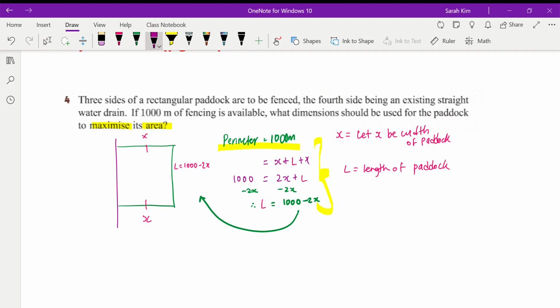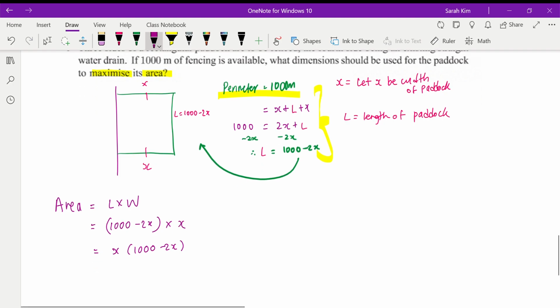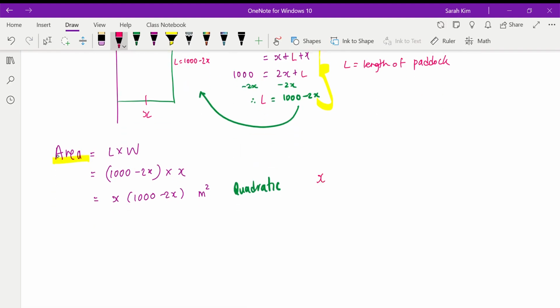So now I can't find the x straight away. I need to figure out my formula for area. Area is length times width for a rectangle. My length is 1,000 take 2x, make sure you have a bracket. My width is x. If I rearrange this, I get x(1,000 − 2x) meters squared. I've got to always write my units. As you can see, this is a quadratic formula, and because I want to maximize this area, I can use the idea that the x-coordinate when it's maximized is negative b over 2a.